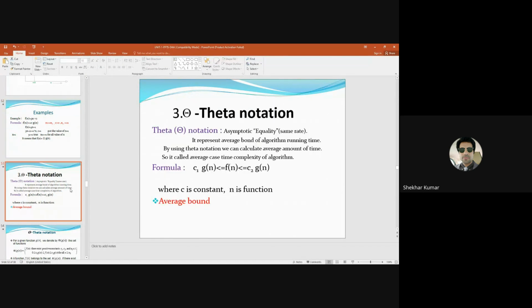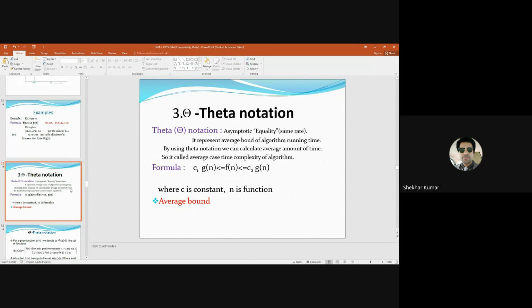Okay, next, theta notation. Theta notation always describes the average case of an algorithm. It represents the average bound of the algorithm's running time: the average amount of time it will take, the average amount of space. So theta notation is called the average case time complexity of an algorithm.